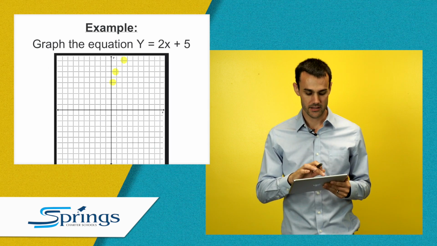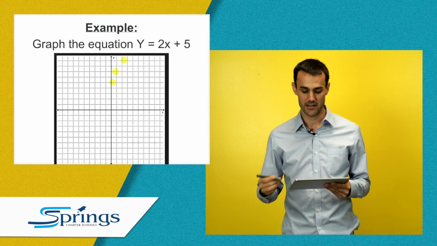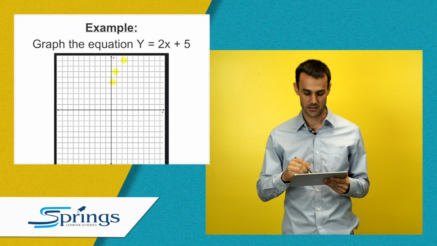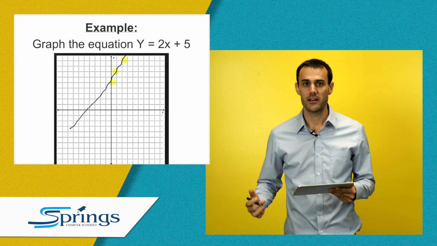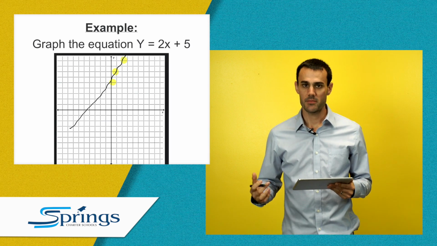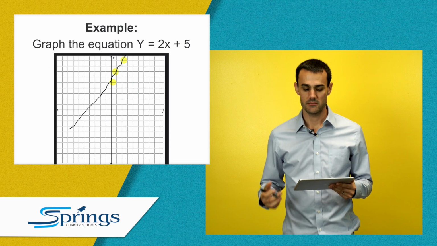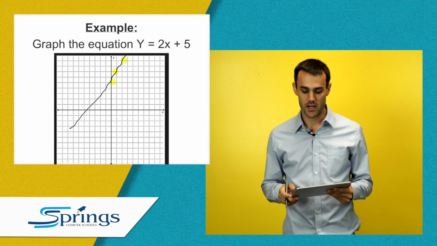Now, if you've been doing this on paper, go ahead and connect that line yourself to the best you can. Draw that. All right. Now we have our line graphed here on our coordinate plane, and that represents the equation y equals 2x plus 5. Let's go ahead and try another one.